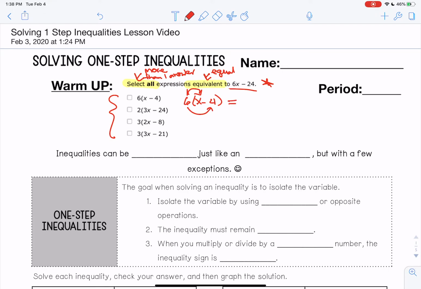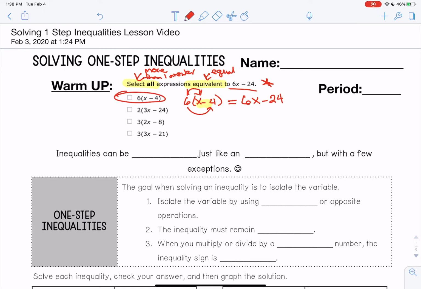So 6 times x is 6x. 6 times 4 is 24. We have a minus sign here, so there's going to be a minus sign here. And sure enough, 6 times x minus 4 does equal 6x minus 24. So the first one works.